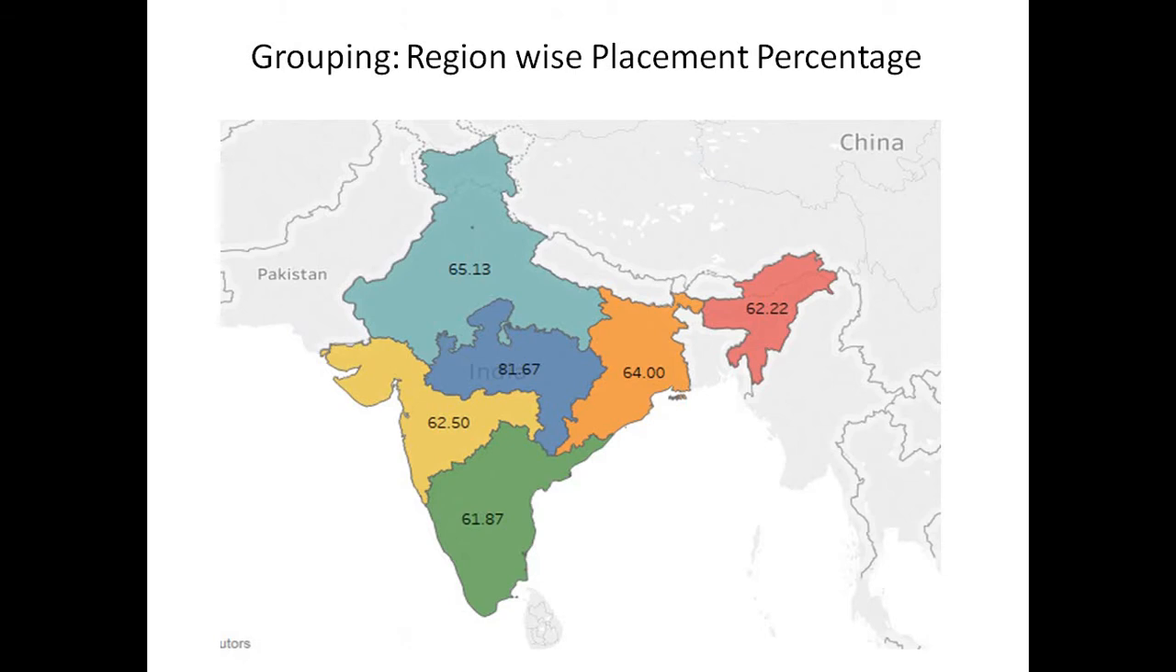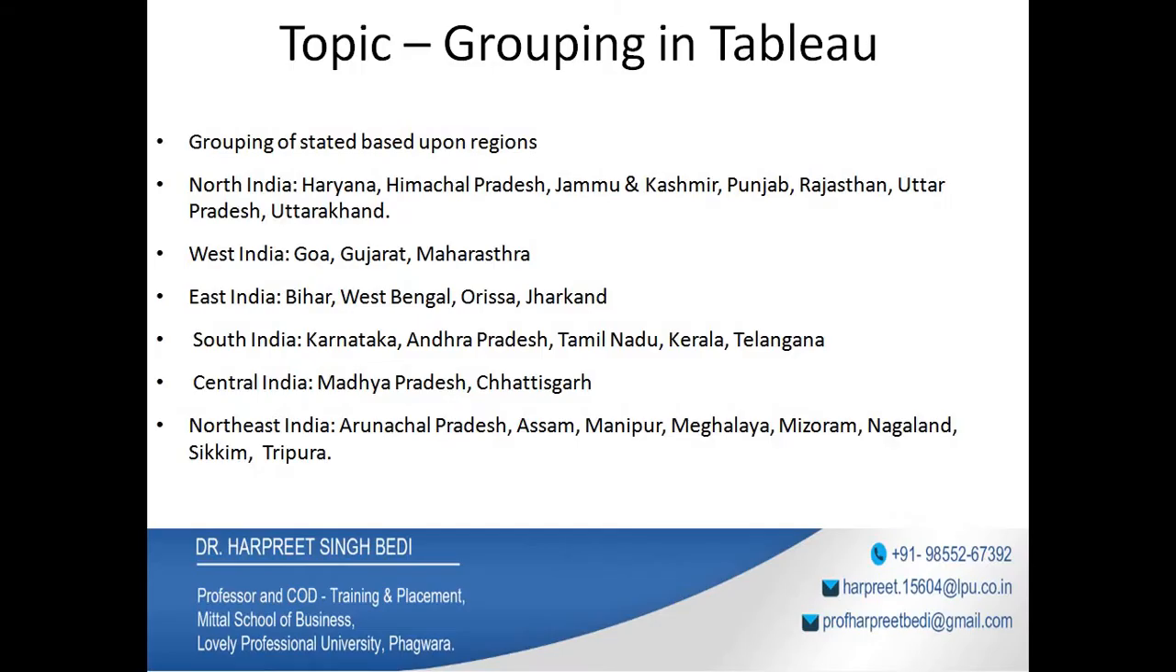So I want to create a group like this, where I divide the entire set of students into different groups and show their placement percentage. So I want to do a grouping like this. This is North India. I want to include those states under North India.